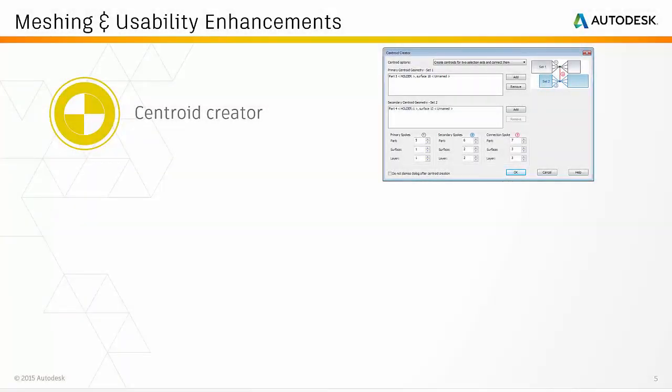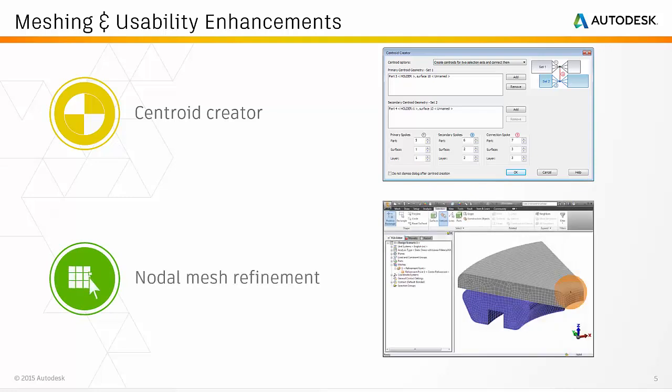The next usability enhancement we worked on is around Centroid Creator. For the 2017 release, we redesigned the Centroid Creator dialogs and added descriptive images of the expected outcome and added the ability to control part, surface, and layer numbers for each set of geometry created. Another improvement we worked on was around nodal mesh refinement. Nodal mesh refinements are now listed in a new browser entry where their parameters can be easily edited, copied, deleted, or grouped.